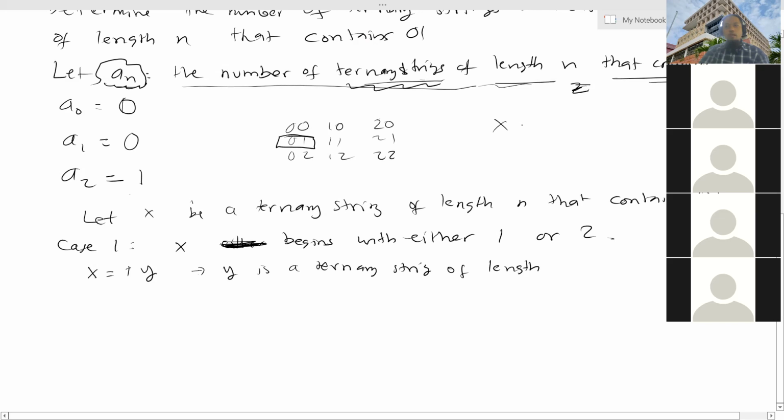Let me give an example. If X is 121012, then y is this part: 21012. So what is the length of y? If X is of length n, then n-1. Correct. Thank you, Matthew. Yes, n-1. That's obvious. Now the question is, does y contain 01?